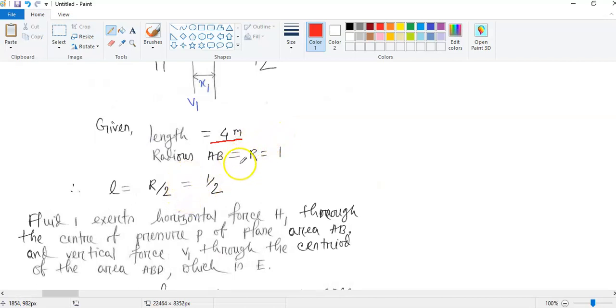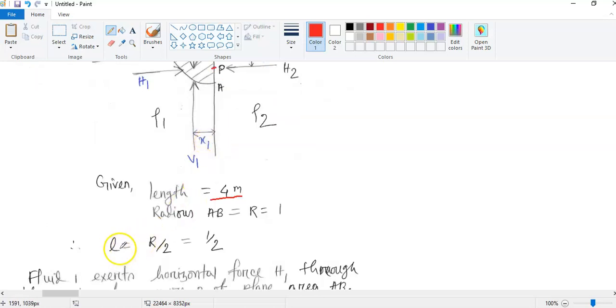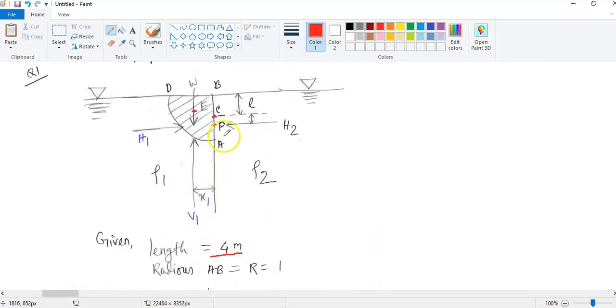So when we have the radius here, look closely, guys. Centroid means it is at the center. If AB is equal to R, then the distance from C to B we define as L. So L is equal to AB over 2, or R over 2, which means half of the radius. This is L, the distance from this centroid to the free surface.